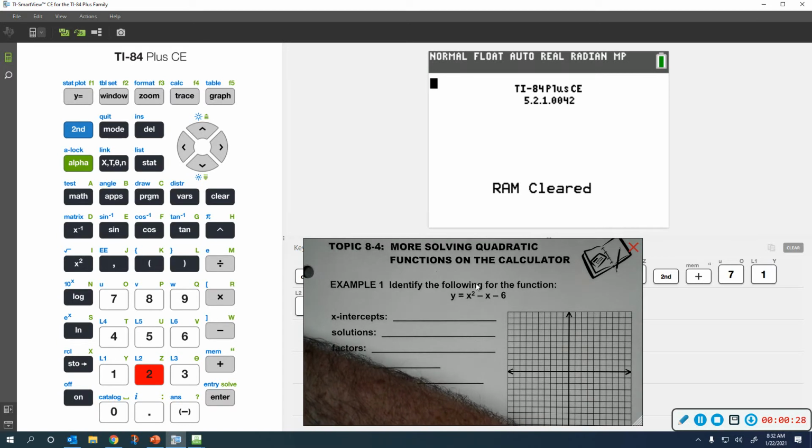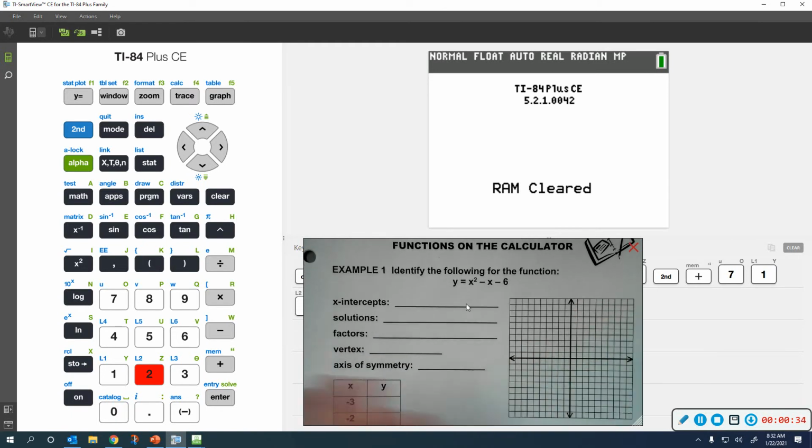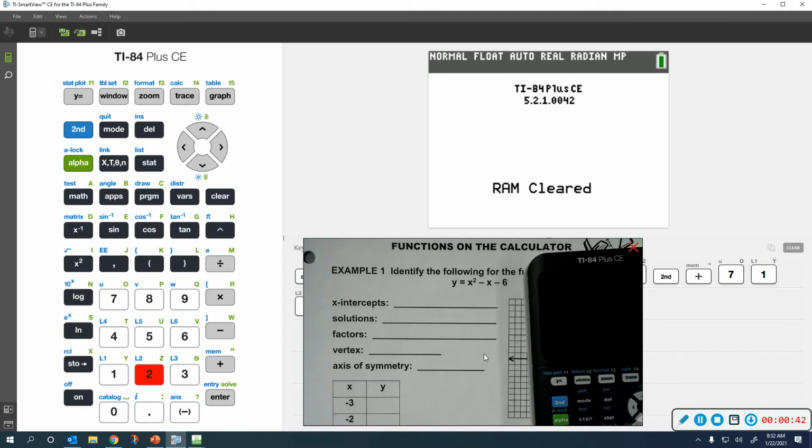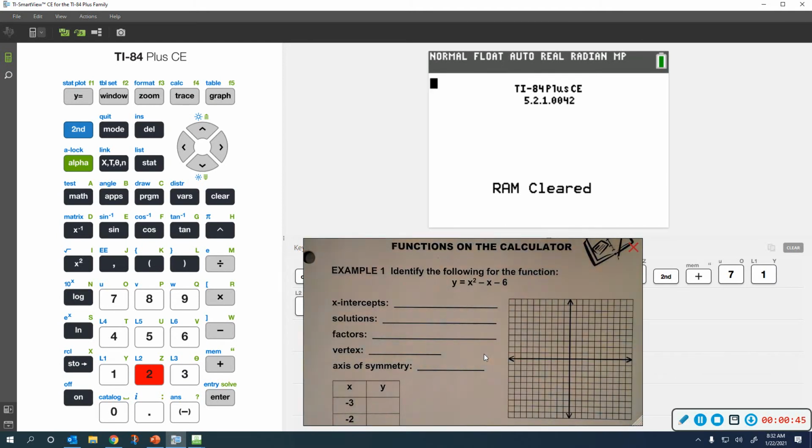Example 1 says identify the following for the function y equals x squared minus x minus 6. We need to find the x-intercepts, the solutions, the factors, the vertex, and axis of symmetry. We have a quadratic. It does appear that it's in standard form, so start with your calculator.